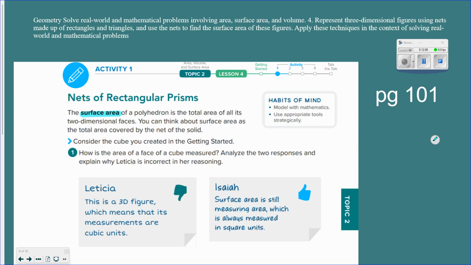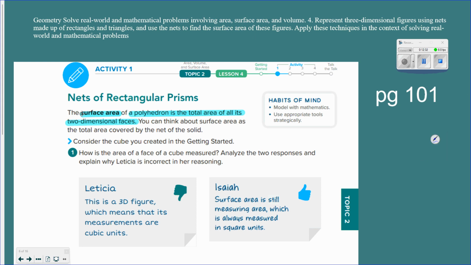The surface area of a polyhedron is the total area of all its two-dimensional faces. So the thing about surface area is the total area covered by the net of the solid. So when I unfold that net, that will tell me what my surface area is. And when I unfold that net, what I'm basically getting is a complex figure. That's why we've done these lessons in the order we did them.